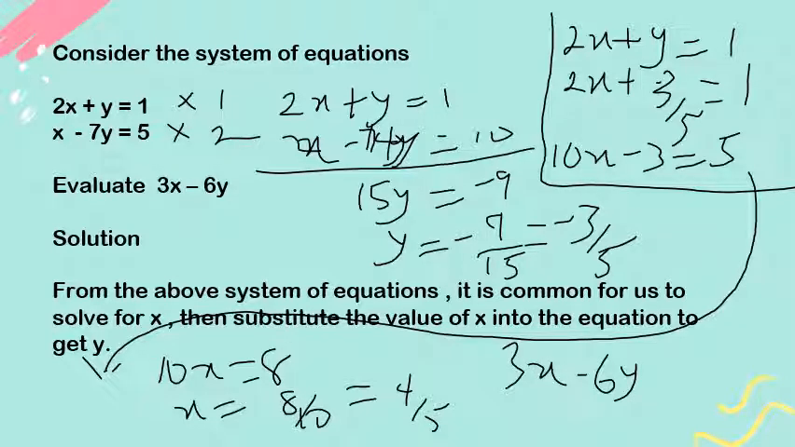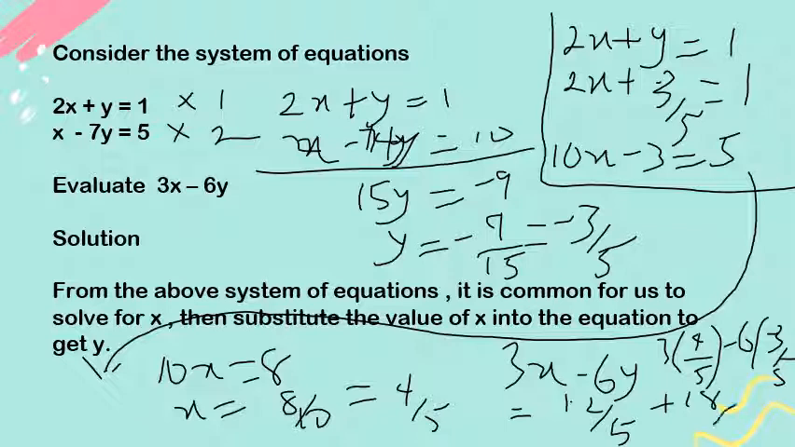So 3x minus 6y will be 3 into brackets. What is the value for x? 4 over 5. Then minus 6y, I have 6 into brackets. Then I also have what? Minus 3 over 5. So if I simplify this, I will get 12 over 5. Minus this minus is going to give me plus 6 times 3. I have 18 over 5.